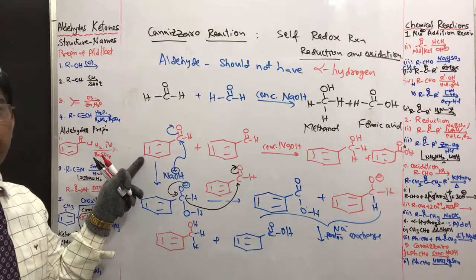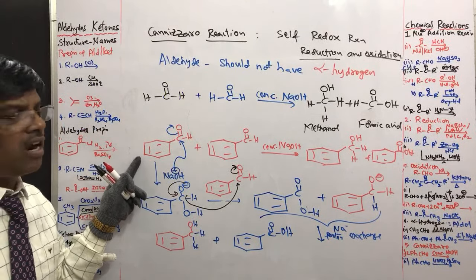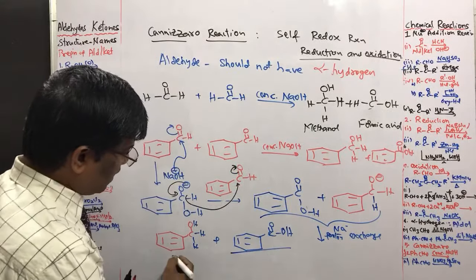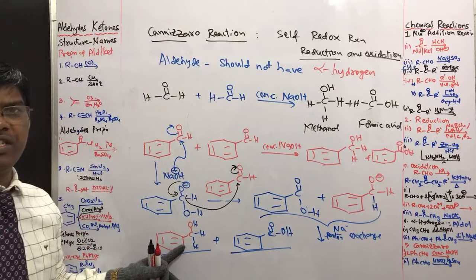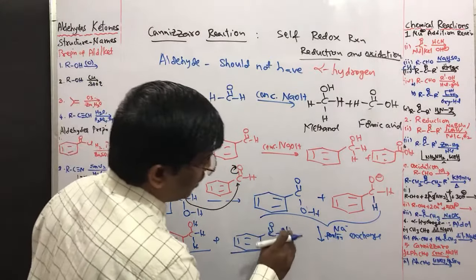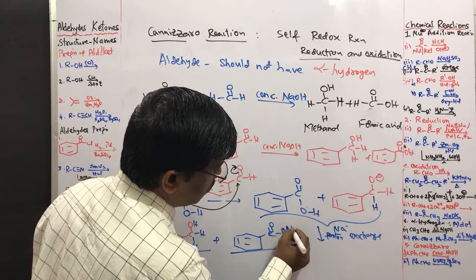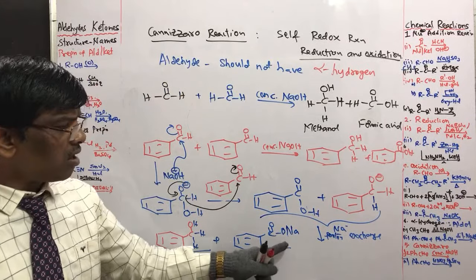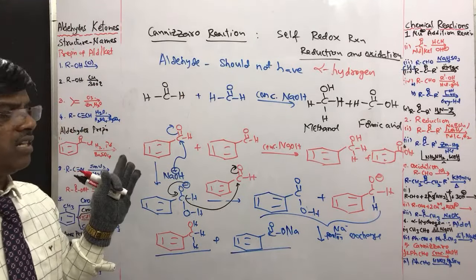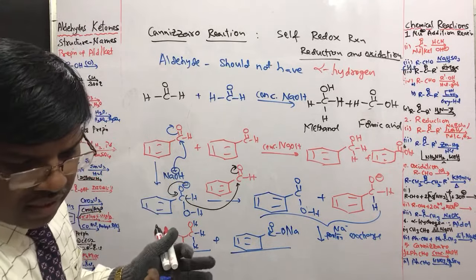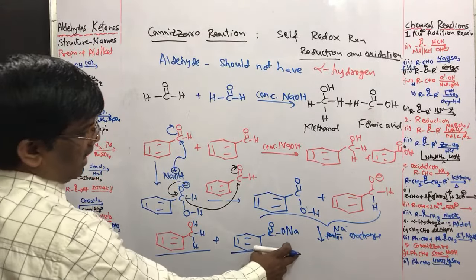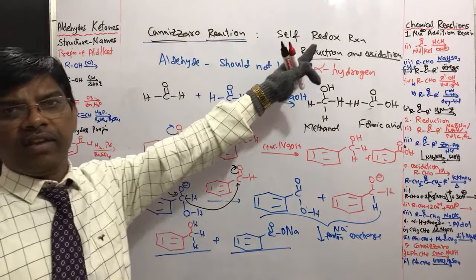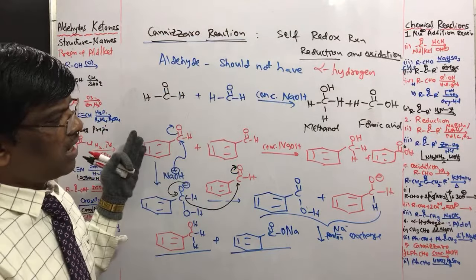So aldehydes which do not have alpha hydrogens undergo self oxidation and reduction. This is the oxidized product, which is the acid. It is the reduced product, which is benzyl alcohol, and benzoic acid, and you may be asked to write only up to this stage. The sodium salt of benzoic acid you can also write if you are asked to write the mechanism of this Cannizzaro reaction. Yes, students, this is how you can write the mechanism for the Cannizzaro reaction, and you can check the Cannizzaro reaction with Venus Academy. I have given a lot of examples under the Cannizzaro reaction.